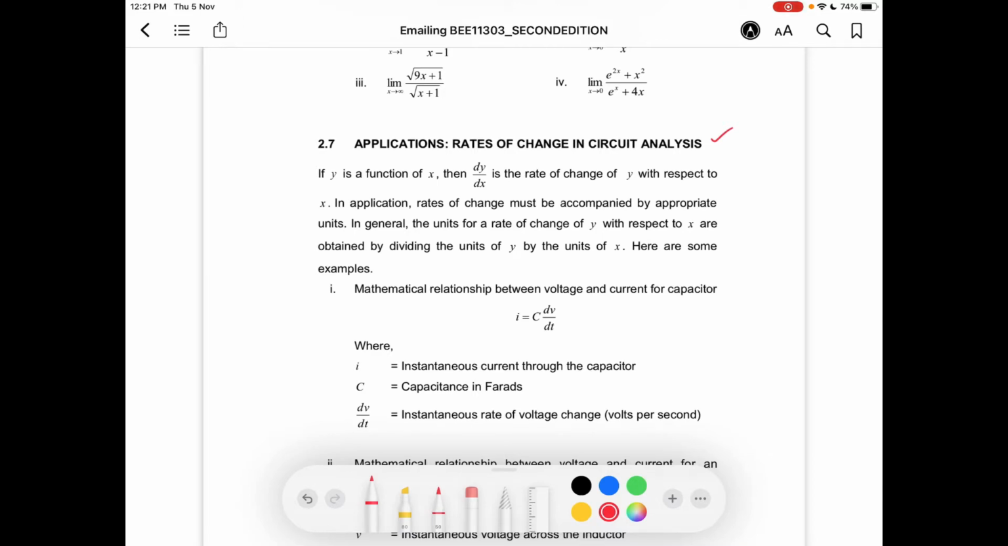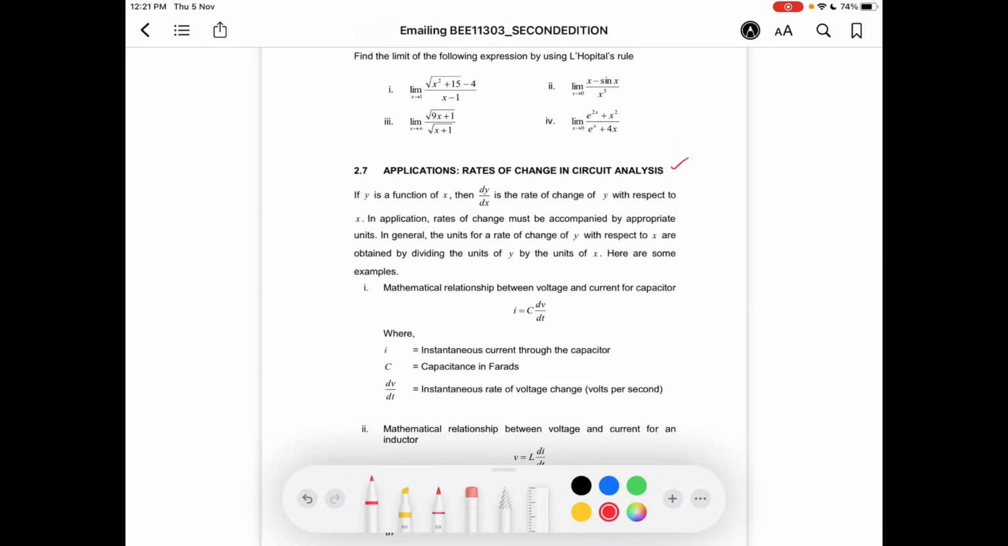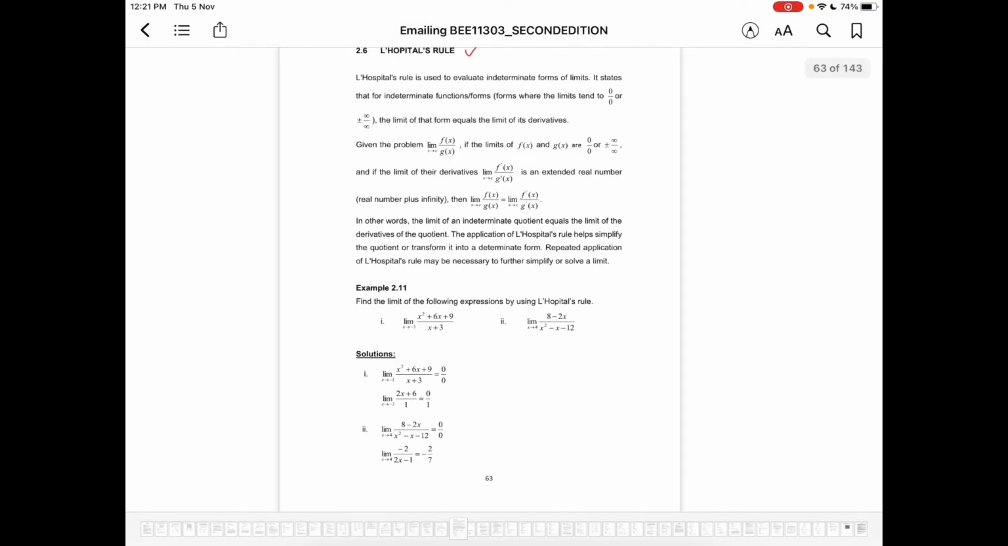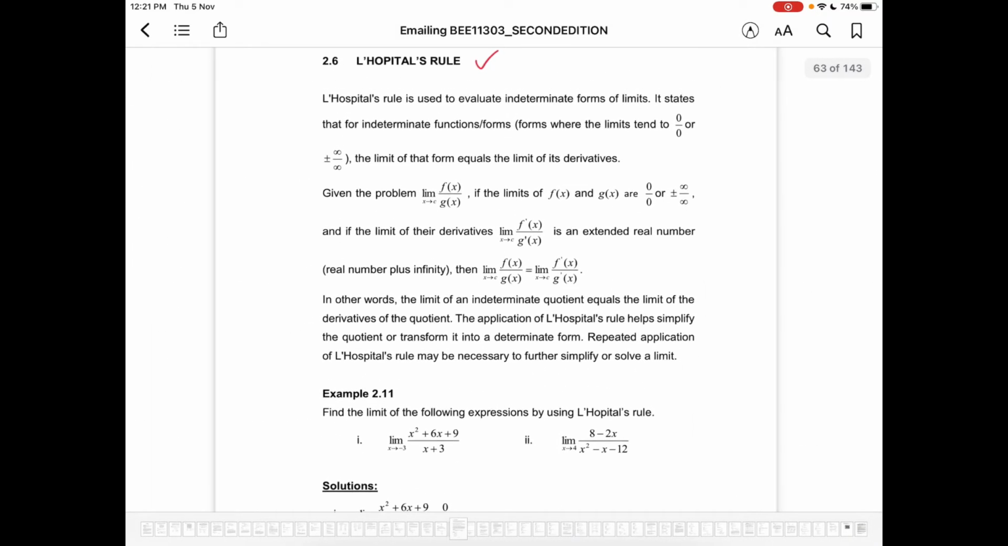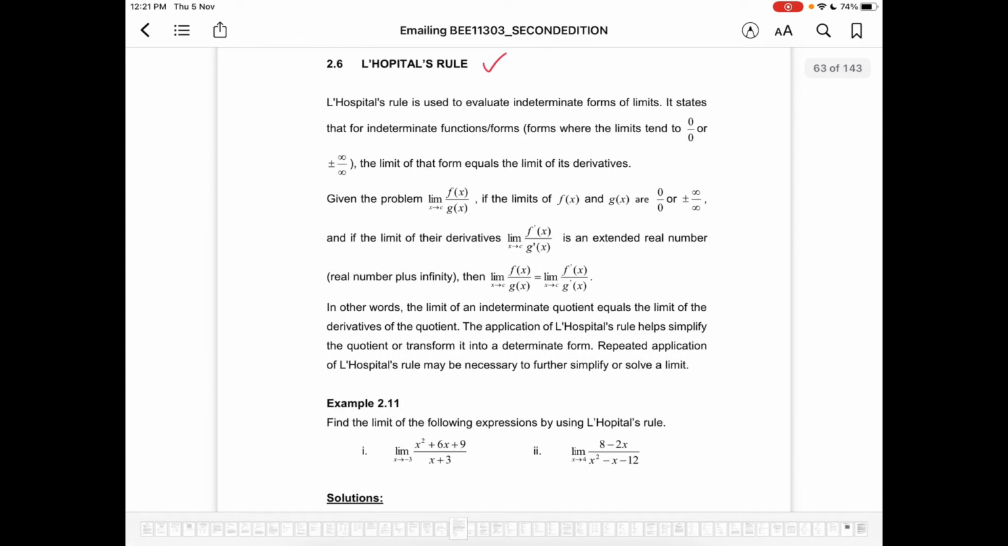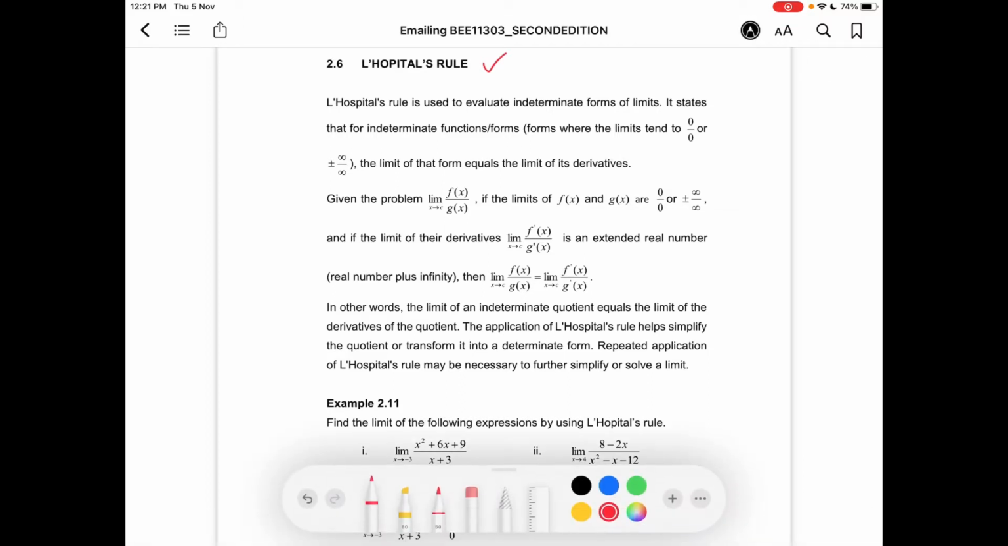So before we go into this practical part, the application part, let me finish up first the L'Hopital's rule. So what is L'Hopital's rule? L'Hopital's rule is actually a special rule that you can employ in order to evaluate the indeterminate forms of limits.